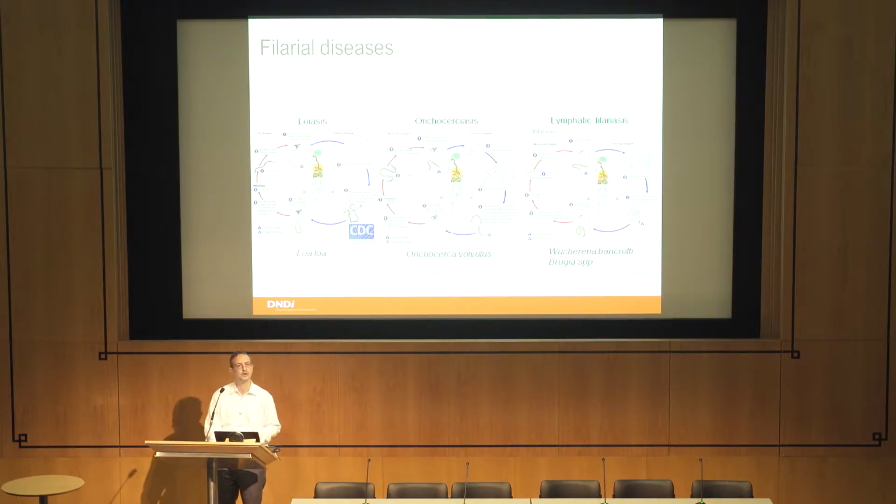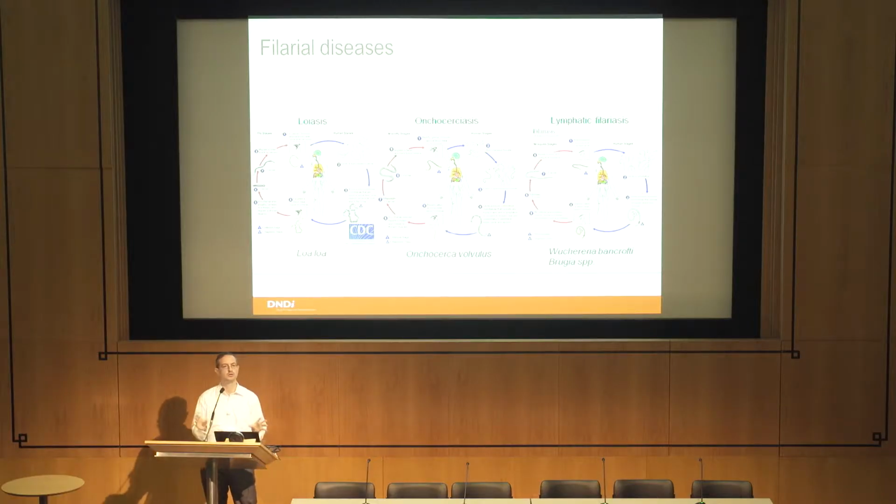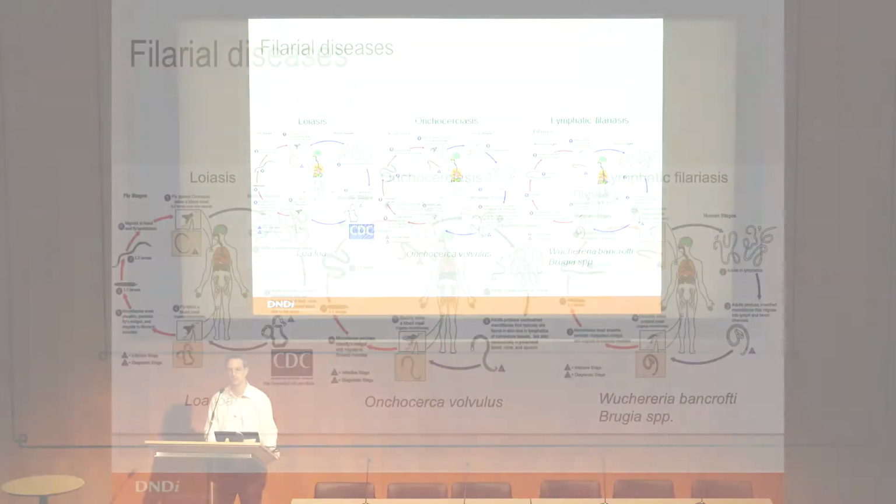What I'm going to focus on now is that DNDi started working on filarial diseases a few years ago, and we're focusing on these 3: loiasis, onchocerciasis, and lymphatic filariasis. There are other filarial infections, but these are the most relevant, the ones we are focusing our efforts on. What is common to all these diseases is a common life cycle. Following the bite of a vector, hosts get infected with larvae, which then molt to an adult stage. This adult stage then produces microfilariae, which are not able to complete their life cycle in the host and need to go back to the vector to become infective and continue spreading the disease.